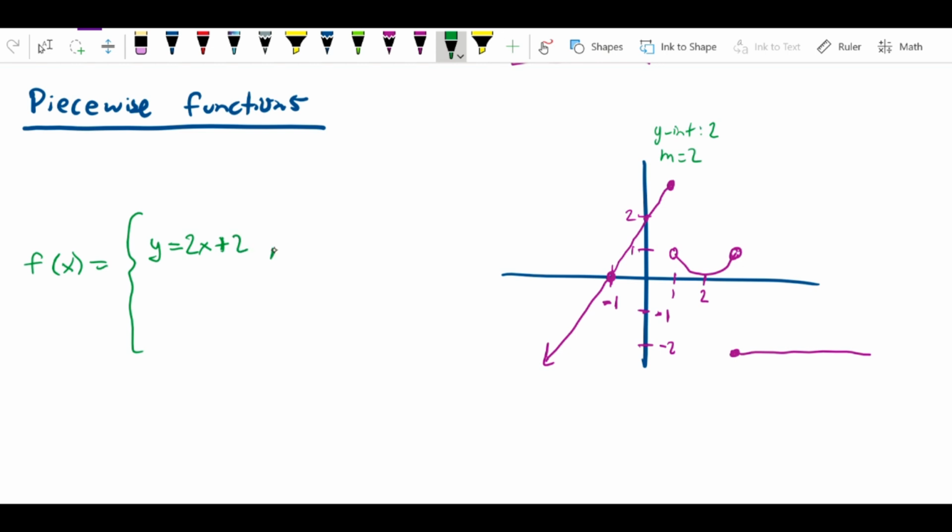We then have to say where that's valid, and we can see that it's valid for all x values that are less than or equal to positive 1. So this is for x less than or equal to 1. And we know it's going to be less than or equal rather than just less than, because as we can see there's a solid dot here, meaning that this definition applies to the actual point x equals 1. It's when we get to this curve here that we see that the endpoints are excluded.